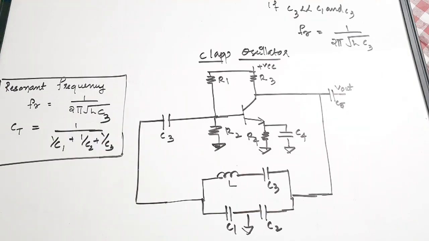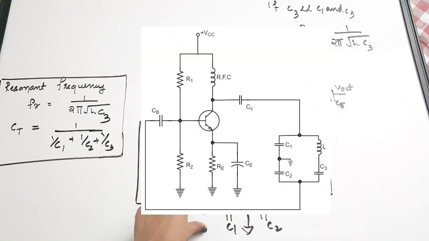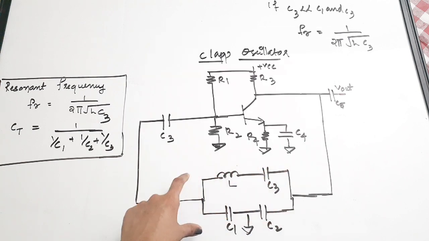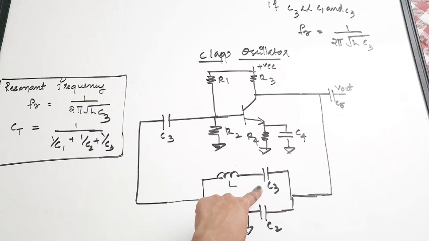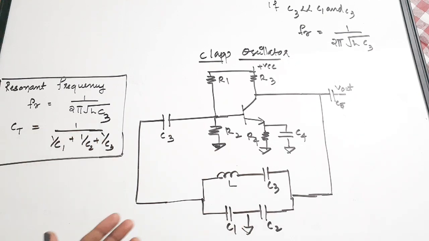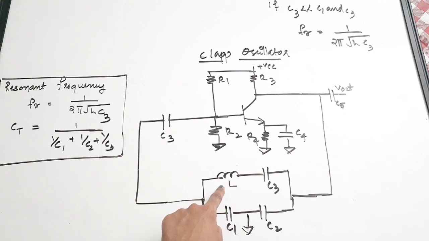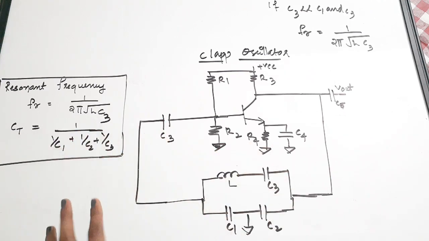The next type of oscillator that we are going to see is the Clapp oscillator. I have just replaced the feedback circuit with another series capacitor. That is the only difference between a Clapp oscillator and a Colpitts oscillator. A Clapp oscillator, which is actually a variation of Colpitts, has an additional capacitor C3 in series with the inductance in the feedback circuit. That is the only difference. According to this C3, the equations will vary slightly.